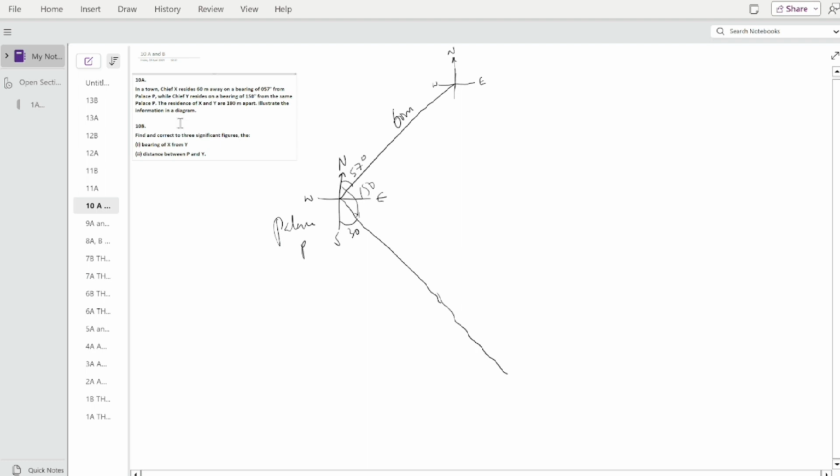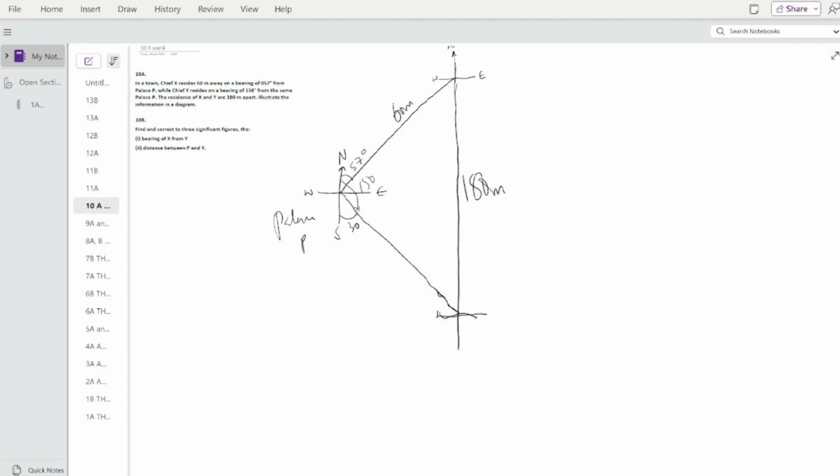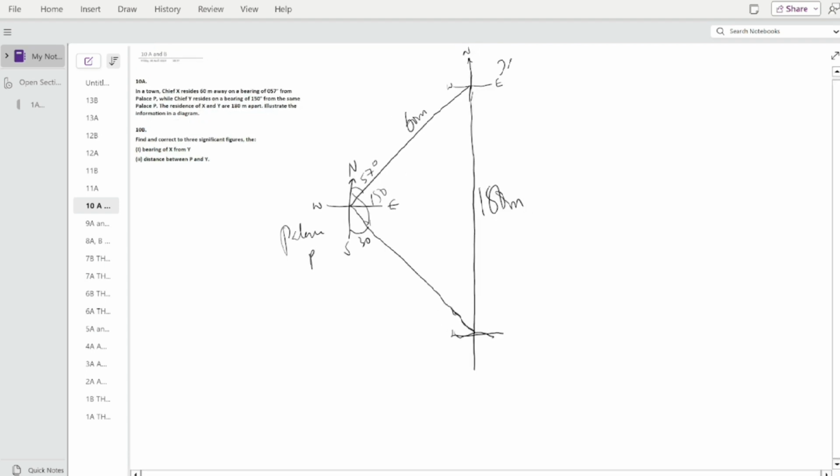The question then continues and says, the residences of X and Y are 180 meters apart. Since they are 180 apart, there's no bearing to show the location of one to the other. So the safest thing to do, since we're still doing our rough work, is to join a straight line. Make sure it's directly south, due south of this. It's still a sketch anyway. They are 180 meters apart. Chief X's house is here and Y is here. We have our palace here.